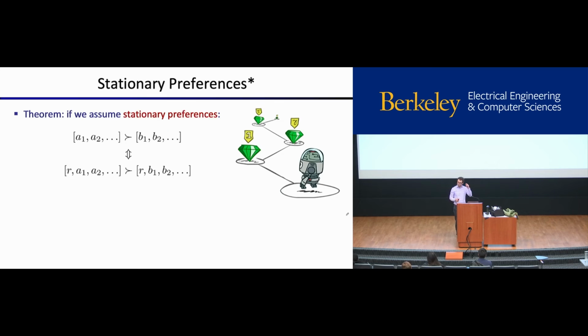We also talked about stationary preferences, which says that if I have a preference for this sequence of rewards over that sequence of rewards, then adding some reward to the beginning of both of those sequences doesn't change my preferences. This is actually what gets us the Markov property. It says that I don't have to worry about any history of rewards that came before these two sequences. My preferences aren't going to change.